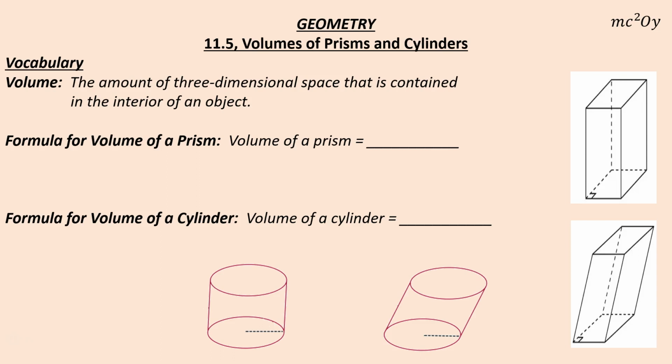Formula for volume of a prism. Well, the volume of the prism is equal to the area of its base times its height. So where B equals base, or area of the base, and H equals the height of the prism.